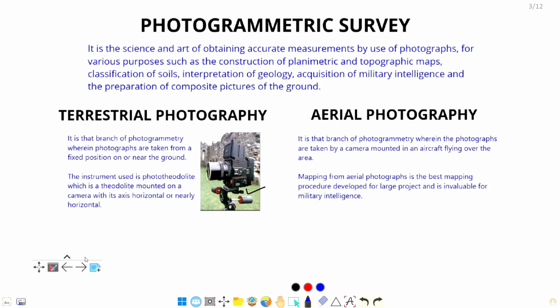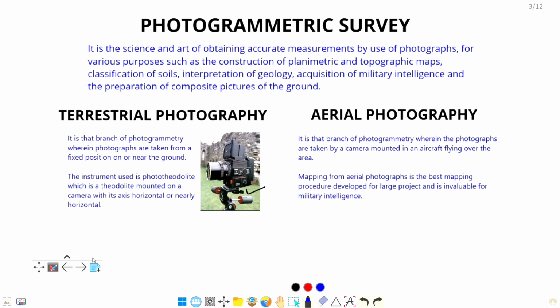Photogrammetric survey is the science and art of obtaining accurate measurements by use of photographs. In simple words, it is surveying done with the help of photographs. It means we calculate linear and angular measurements by making interpretations over a photograph. Photographs can be taken on or near the ground, or with the help of aircraft flying over an area.